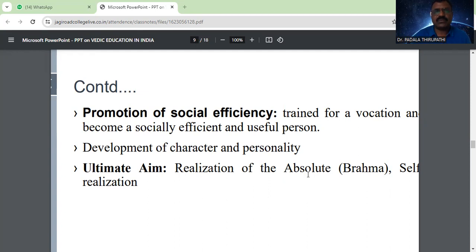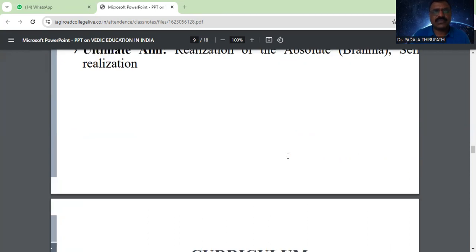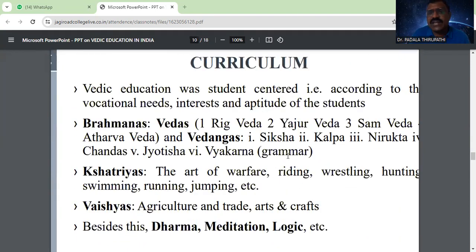Self-realization, that is the ultimate aim. Next, what was the curriculum at the time of the Vedic period? Which type of curriculum was adopted in the Vedic period? Vedic education was student centered, that is, according to the vocational needs, interest and aptitude of the students.